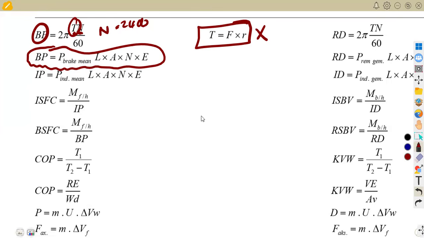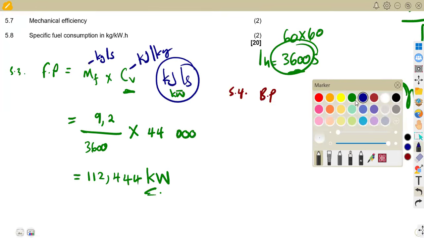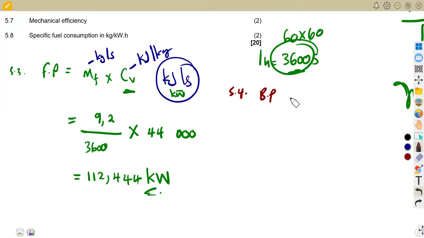That is the best formula for us to use. It states that, okay, let us see our formula here. We said the second one is the one that we can use. That is P break mean, and of which we have got this. That is P break mean. This is mean.